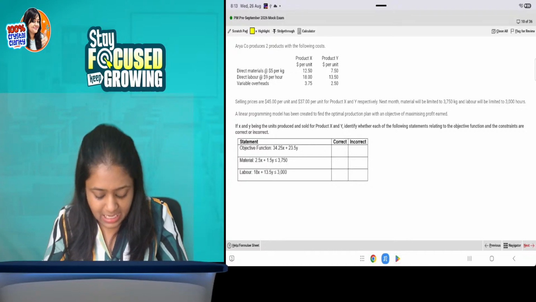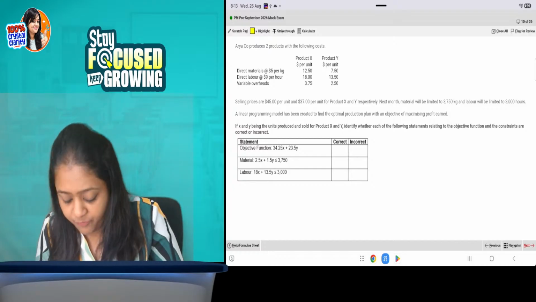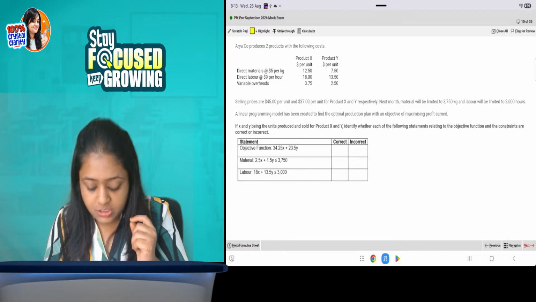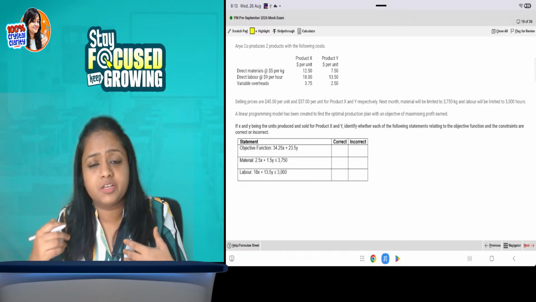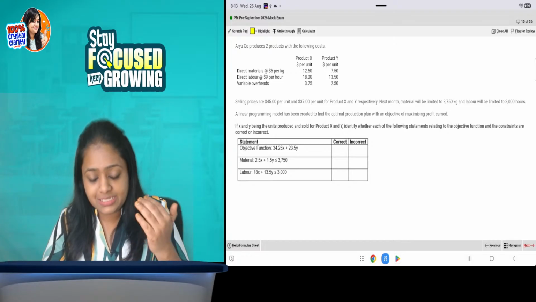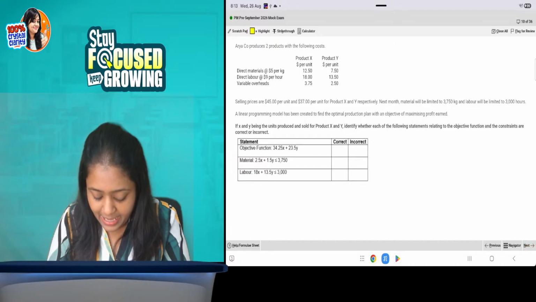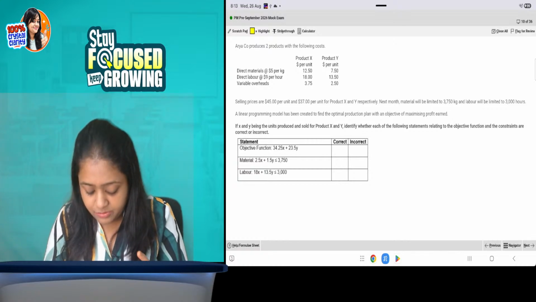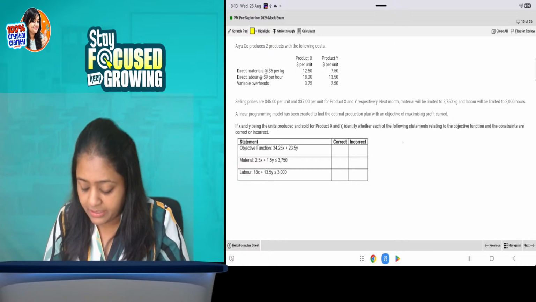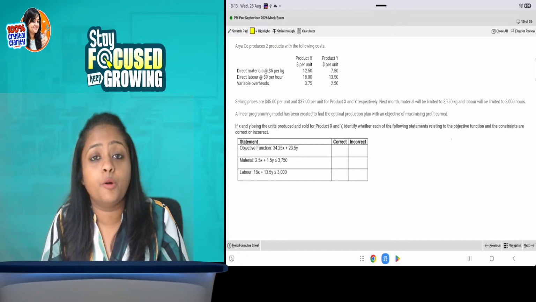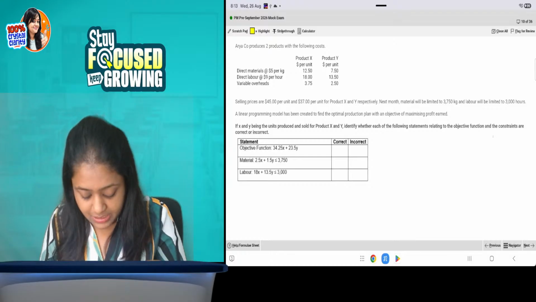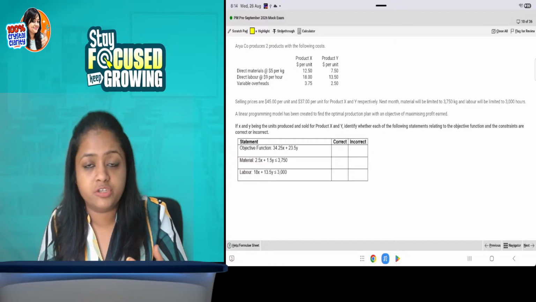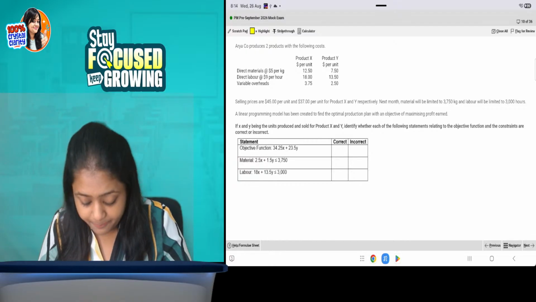Now let's move on to the next question on the screen. The next question says, Arya company produces 2 products, product X and product Y. Direct material cost, labor cost, variable overhead are all given to you. I'm not reading it because first I have to see the requirement of the question. Requirement says if X and Y being the units produced and sold for product X and Y, identify, so these are the variables, okay? Identify whether each of the following statements relating to the objective function and the constraints are correct or not. So we have to see whether the objective function and the constraints, the equations which have been given, are correct or not.